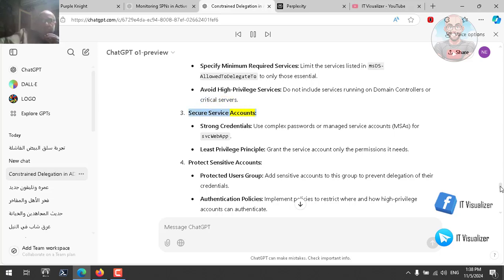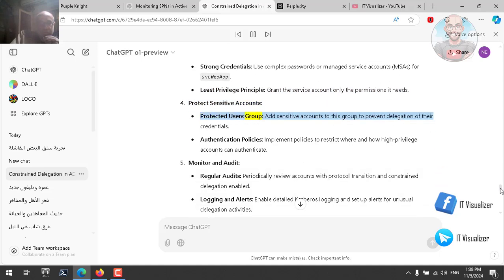Secure service accounts. Strong credentials: use complex passwords or managed service accounts (MSAs) for SVC-WebApp. Least privilege principle: grant the service account only the permissions it needs. Protect sensitive accounts. Protected Users group: add sensitive accounts to this group to prevent delegation of their credentials. Authentication policies: implement policies to restrict where and how high-privilege accounts can authenticate.